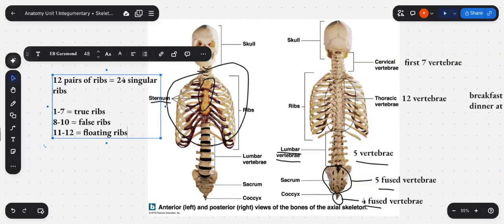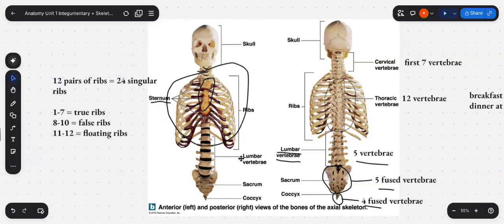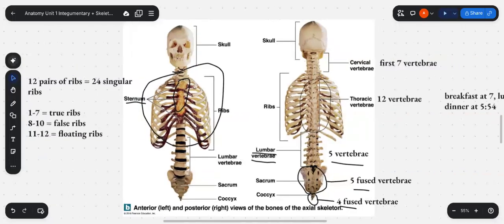All right, now that we have talked about all of the axial skeleton, we're going to move into the appendicular skeleton. So feel free to pause the video right now, take a break, and then come back when you are ready to look at all of the appendicular bones.